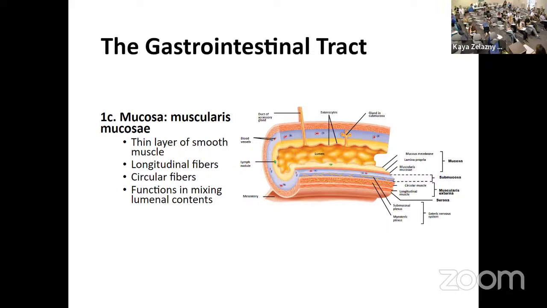And then you also have to push things forward. Okay. So when we talk about motility of the GI tract, movement of the GI tract, we'll be talking about those two separate but linked functions. They're both going to be necessary.